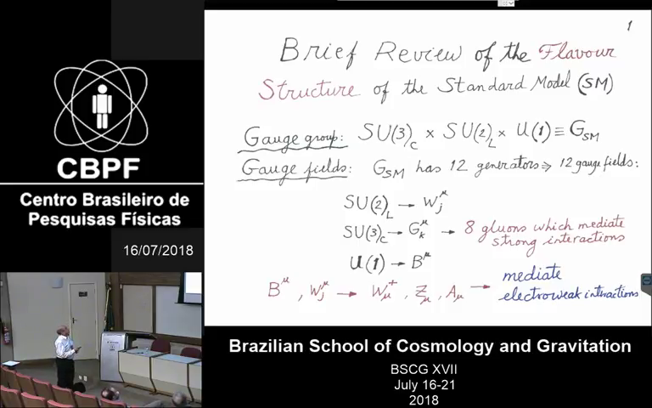Now, this is a school, so I will start from the beginning. It's just choosing the group, SU(3) color, SU(2)L, cross U(1). This group was actually suggested by Glashow in his thesis in 1961. But until contact with reality, it took a long time.